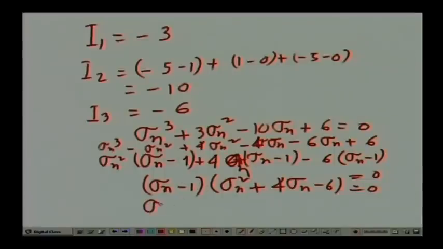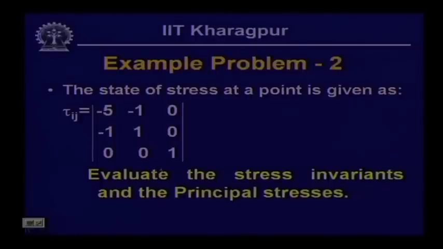From this we get sigma n equal to 1 and minus 2 plus minus root 10. So, these are the three roots of this equation, and these are the three principal stresses, and these are the three stress invariants I 1, I 2 and I 3. So, that is how we can compute the stress invariants and the principal stresses.